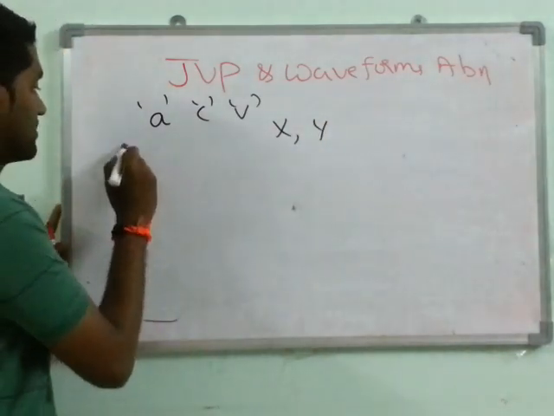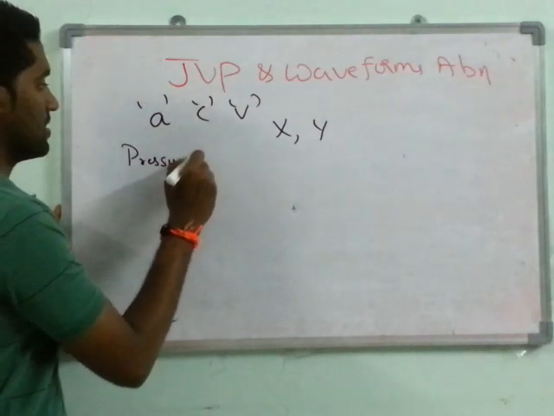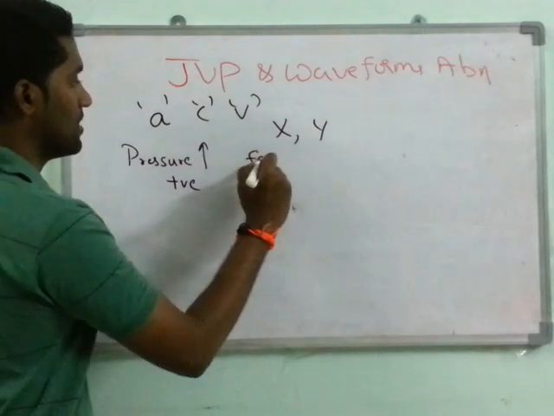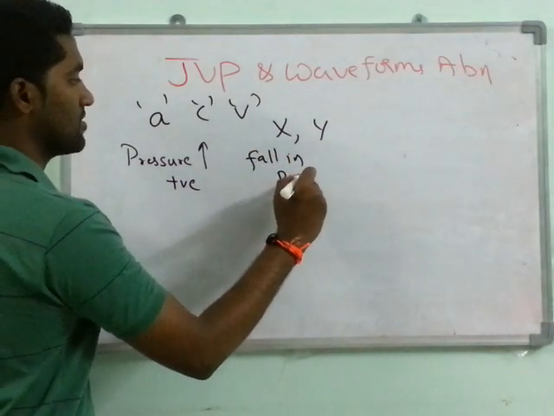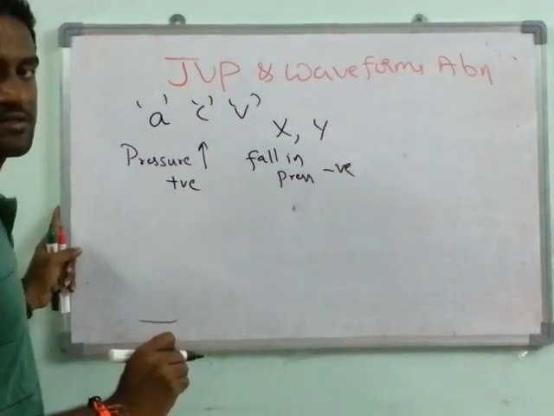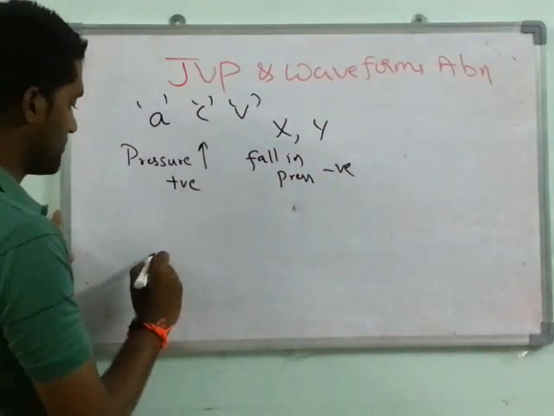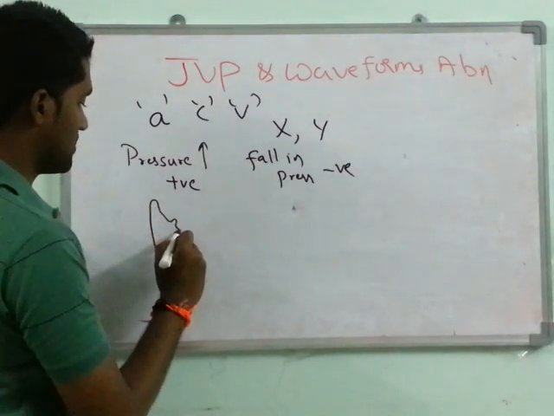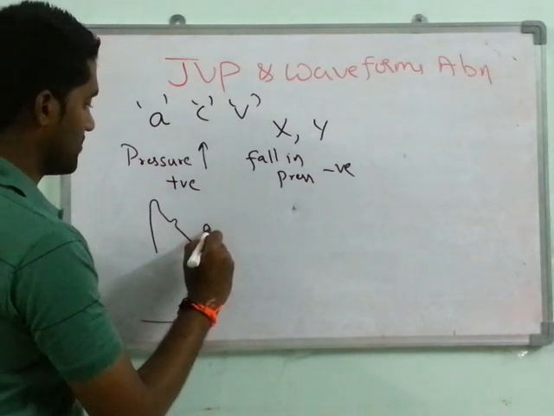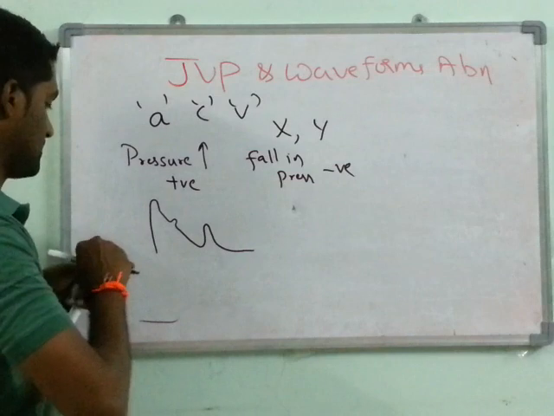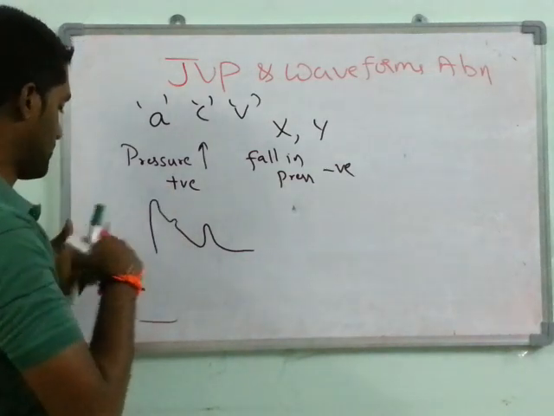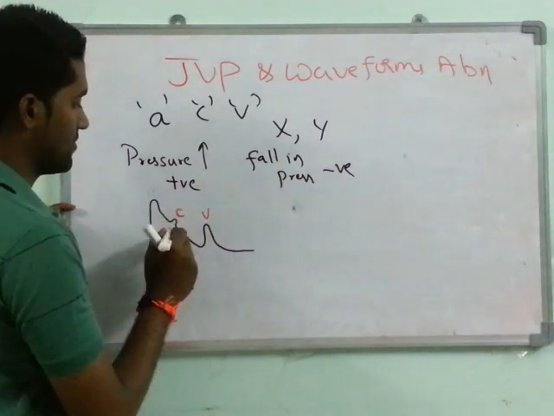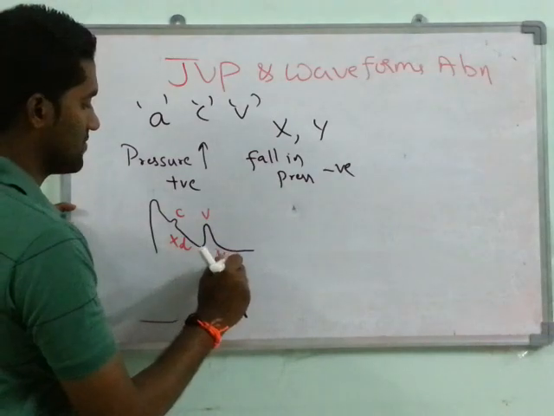Whenever pressure within the atria rises, it gives positive waves, and a fall in pressure gives negative waves. Now let us see each wave in detail. The first positive wave is the A wave, followed by a descent, then interrupted by the C wave, then again a positive wave and a negative wave. So this wave is called the A wave, this is the C wave, this is the V wave, this is the X descent and this is the Y descent.